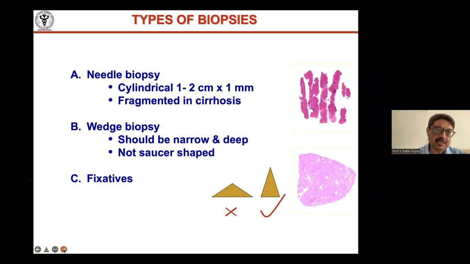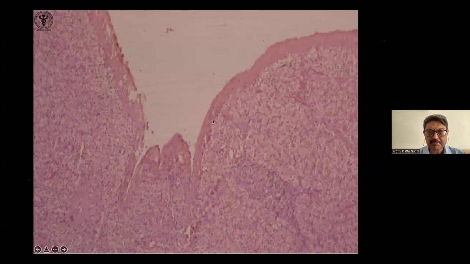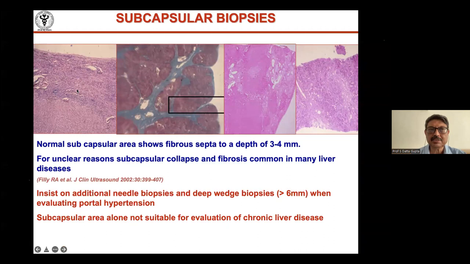So you see, this is the subcapsular region. They have a thick capsule. Normally, just below the capsule, there's a lot of chronic inflammation. This is normal. Why it happens, people do not know. And therefore, if your needle passes through this, you can misdiagnose this as chronic hepatitis with some fibrosis.